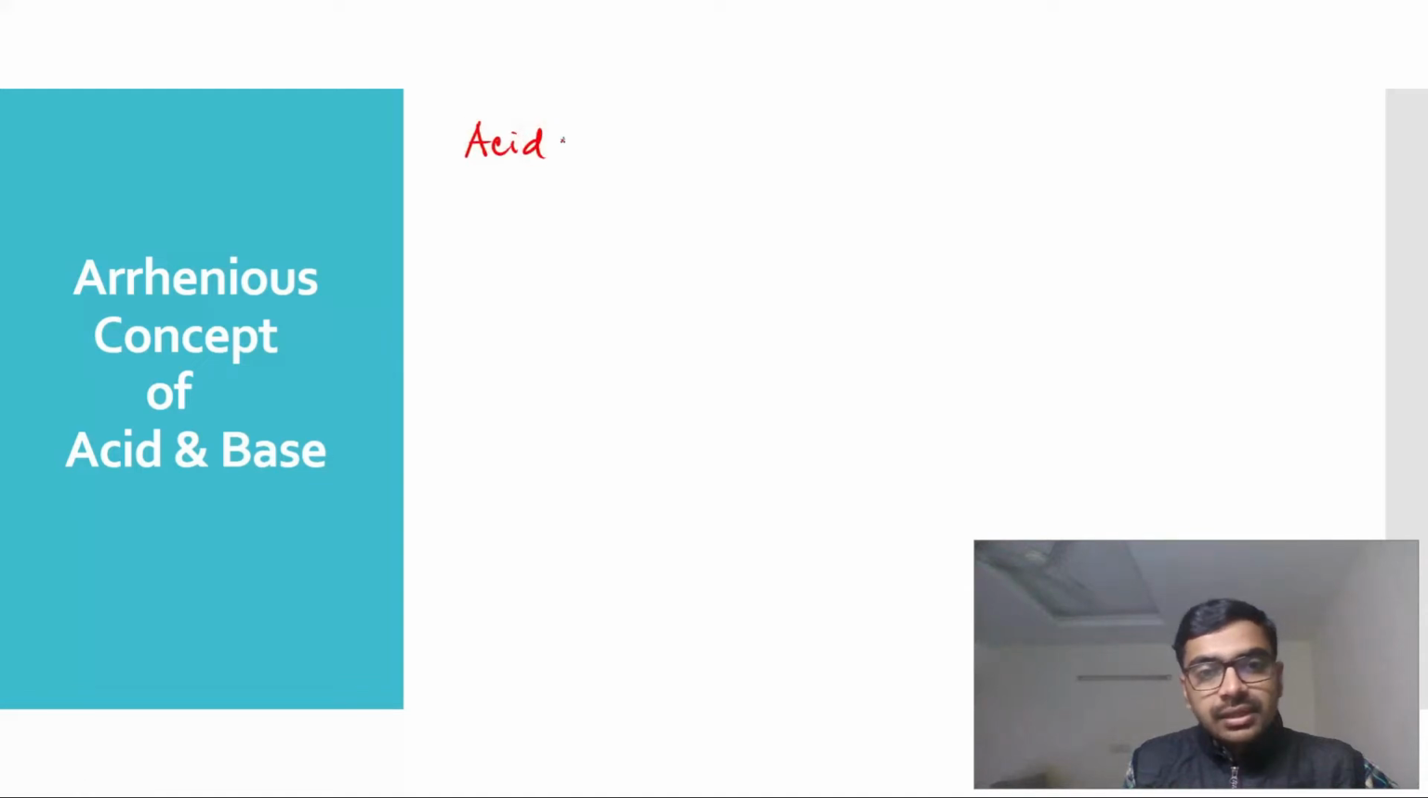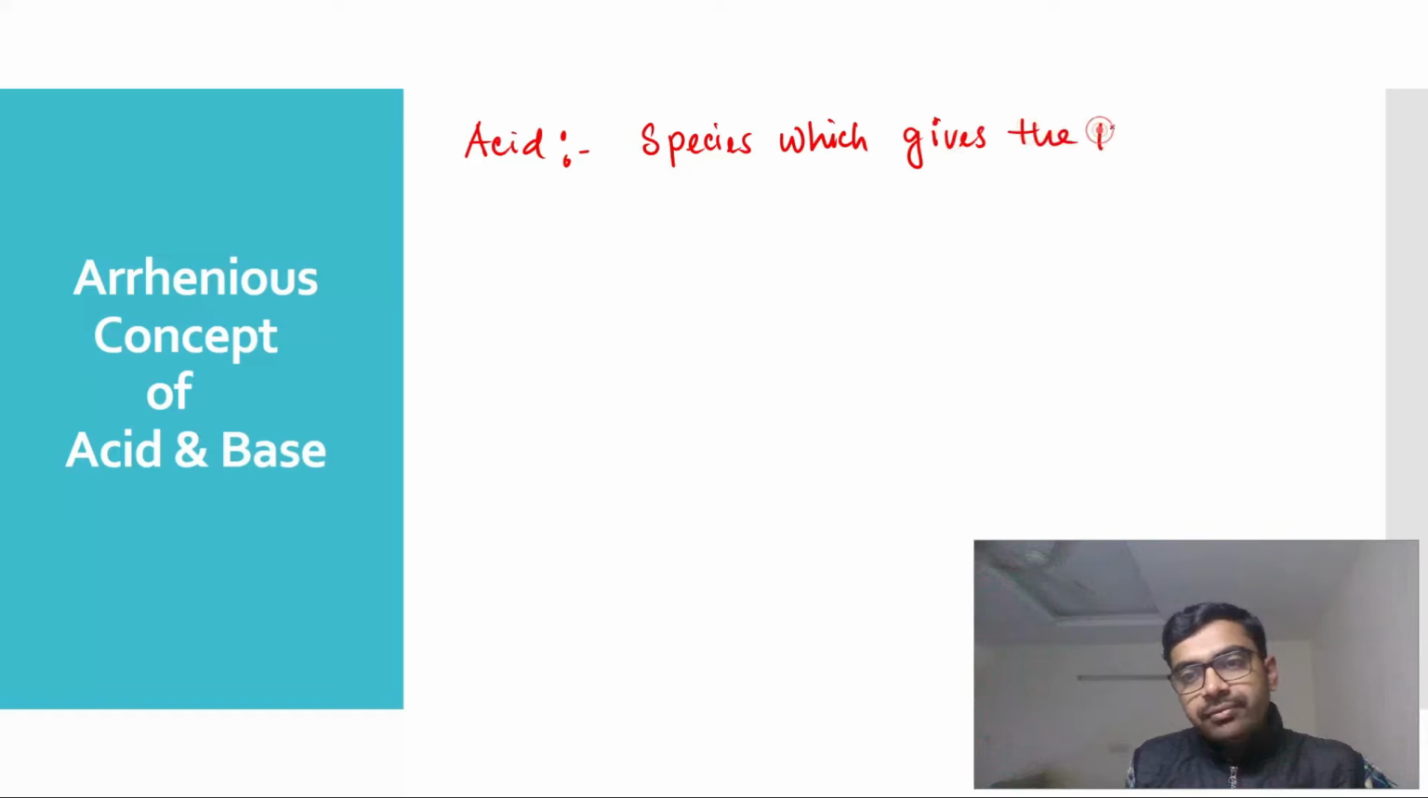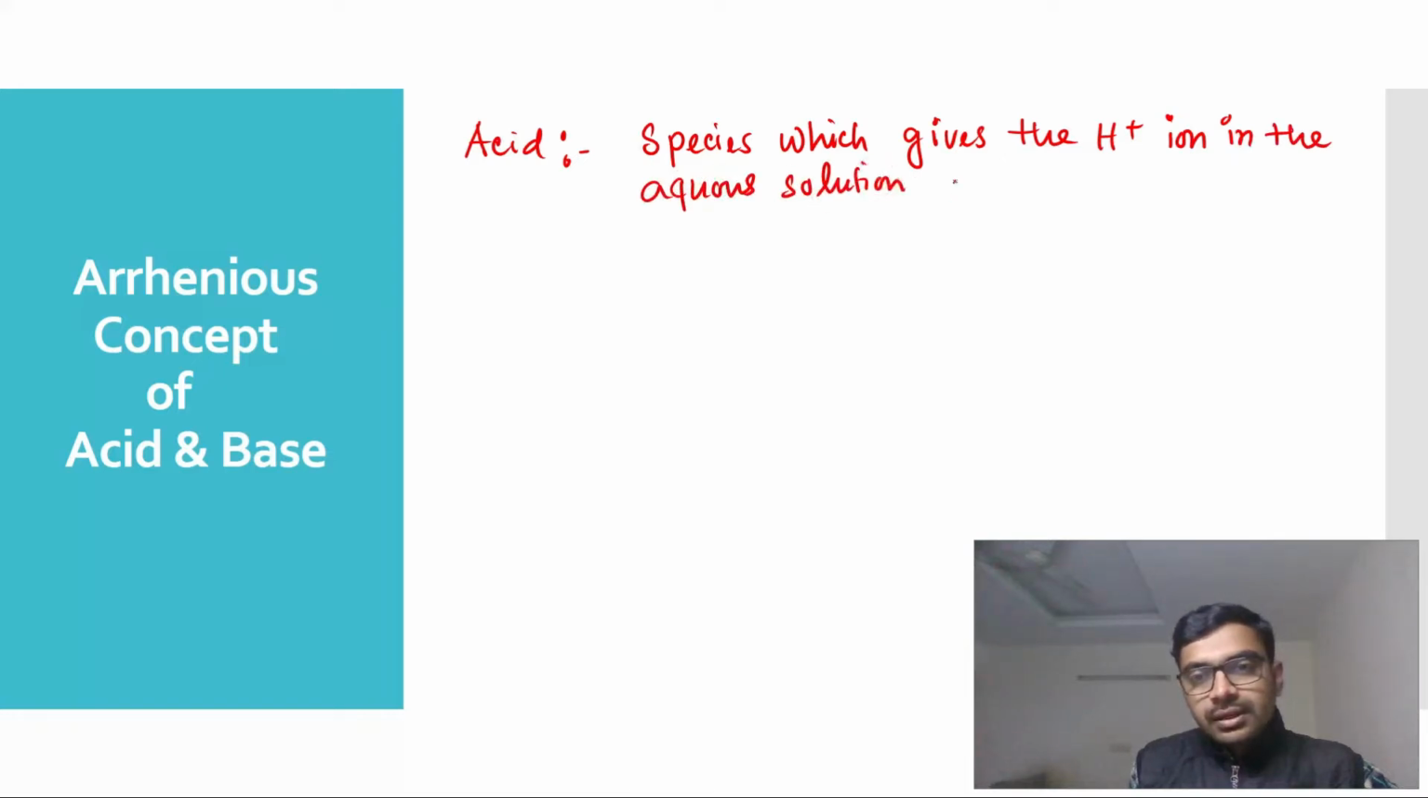Acid means the species which gives the H plus ion in the aqueous solution is known as acid. Okay, now what is an example of acid?